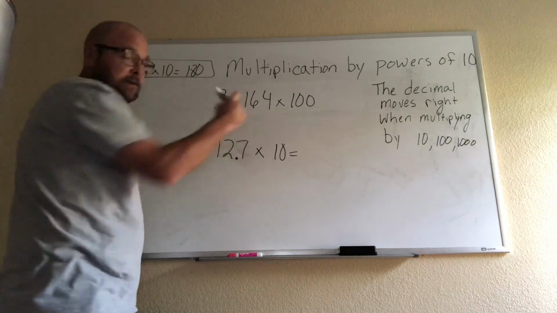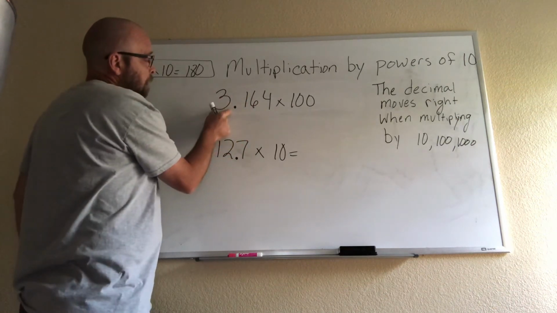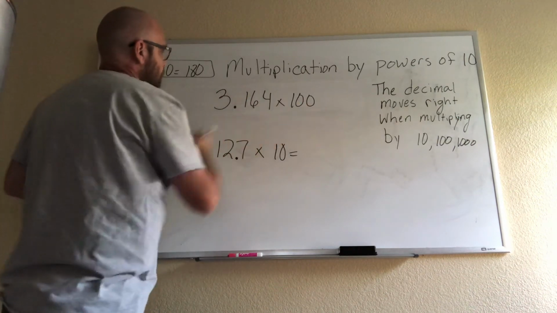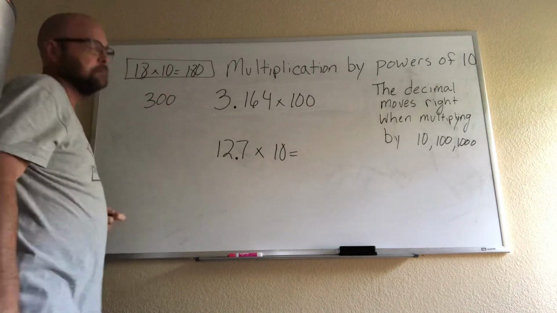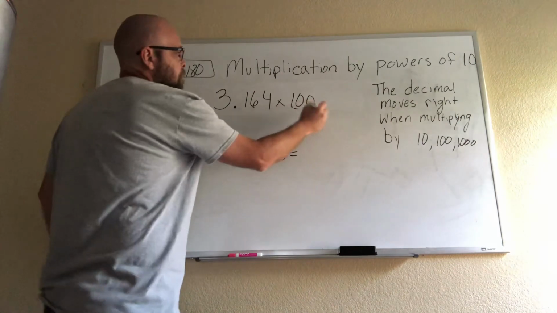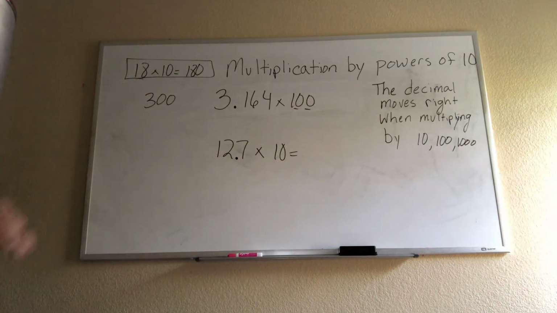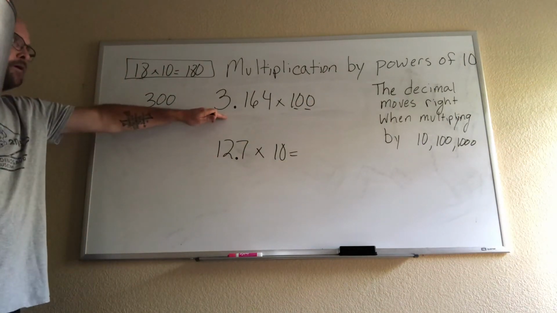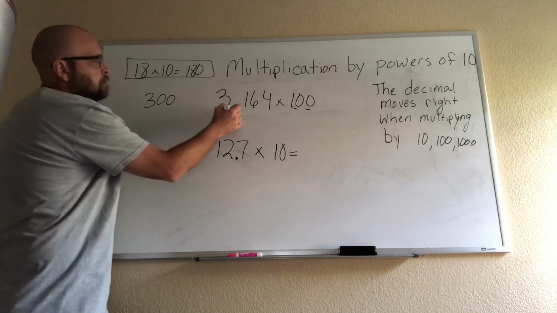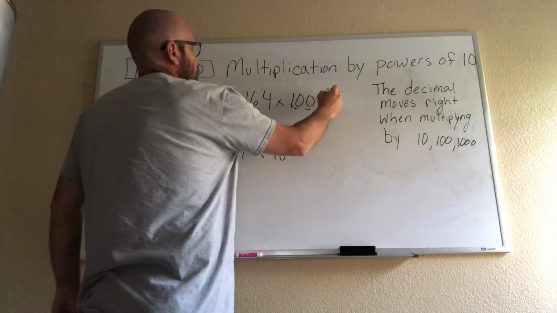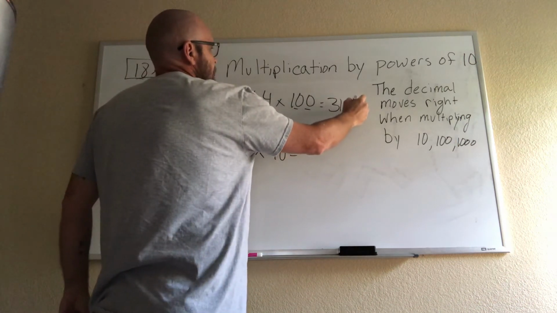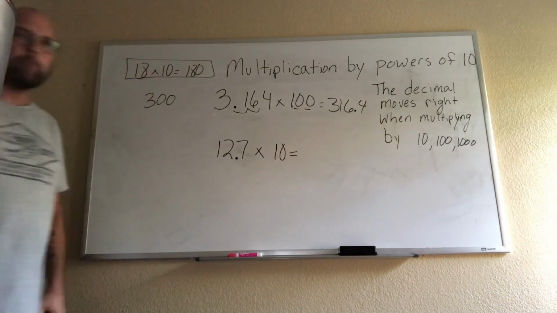If I want to get an idea where my answer is, if I take my whole number, 3 times 100, my answer should be somewhere near 300. I have 2 zeros, so I need to make this number 100 times greater. To make it 100 times greater, I have to move the decimal point twice. So then my answer would be 316 and 4 tenths.